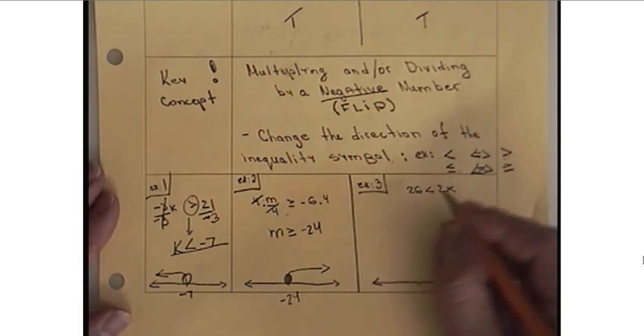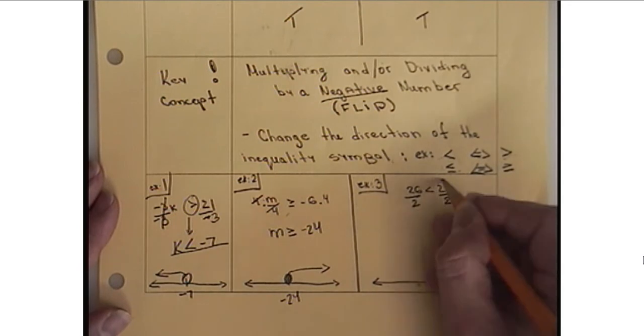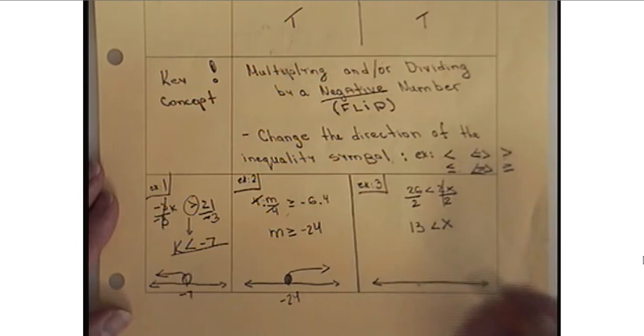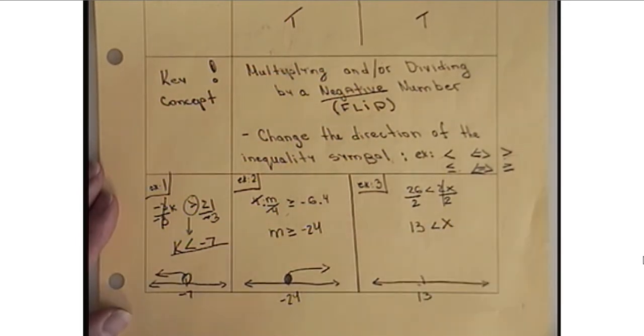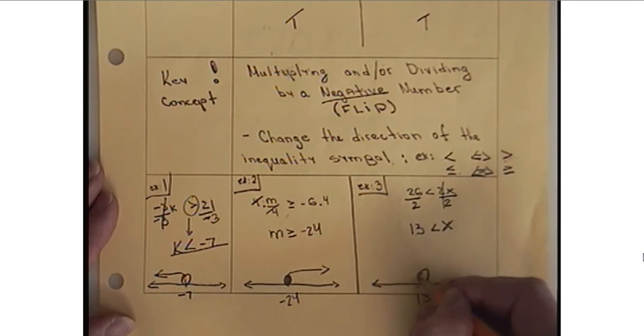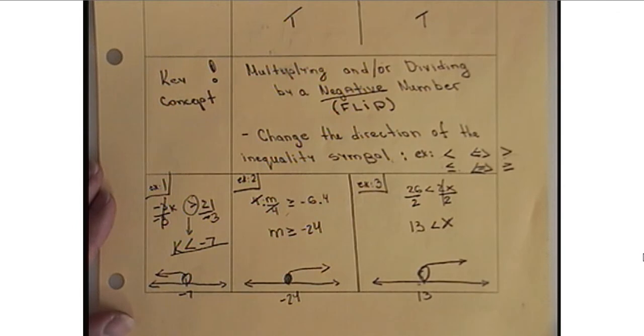Another example, we have 26 less than 2x. So if I divide both sides by 2, I will get 13 is less than x. Well, 13 will be somewhere here, open circle. Again, x is on the right side. It says x is greater than 13. X greater than 13 will be to the right on my number line.